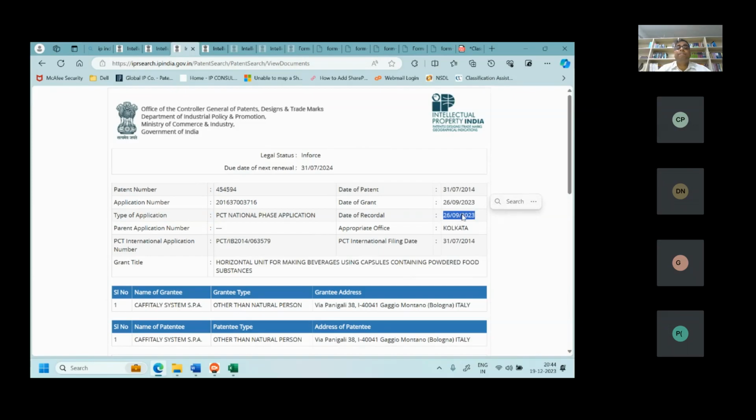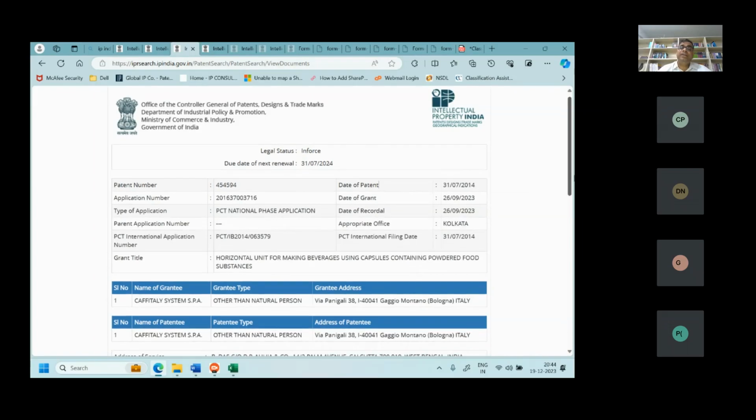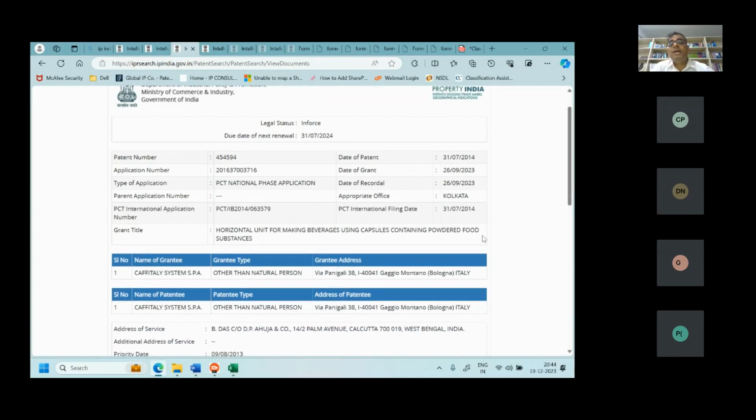Date of patent is the filing date of that particular patent: 31/7/2014. Which office is it dealing with? Kolkata. In PCT, the international filing date was 31/7/2014. The same is the filing date of the patent. That is the date of patent. So you can be asked this question: what is the difference between date of patent, date of recordal, or date of grant? Please understand, the filing date becomes the date of patent.